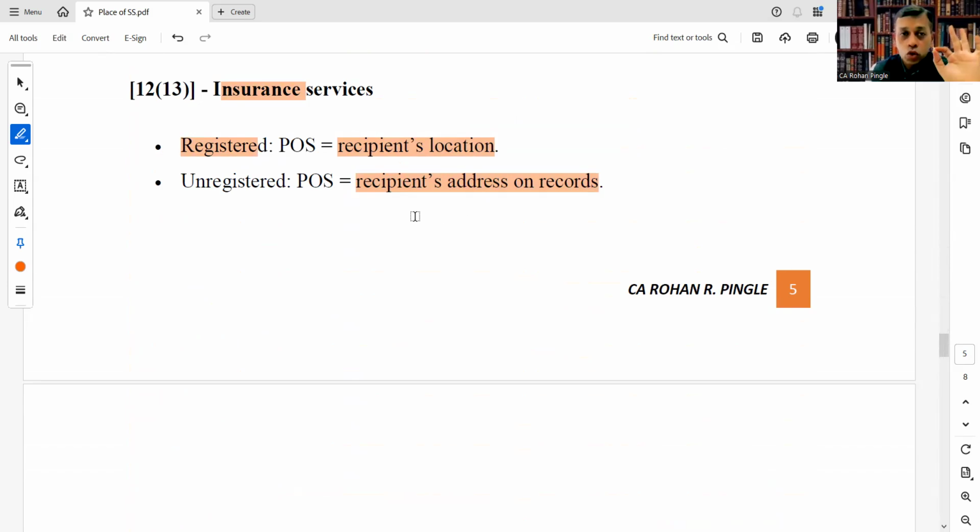So in case of insurance services, place of supply in case of a registered recipient is the recipient's location, and in case of unregistered, the place of supply will be the recipient's address on records. As simple as that. Nothing major difference in both the scenarios. In the first one, it is the recipient's location that is registered. In case of unregistered, the recipient's address will be on the records of the supplier of the service.